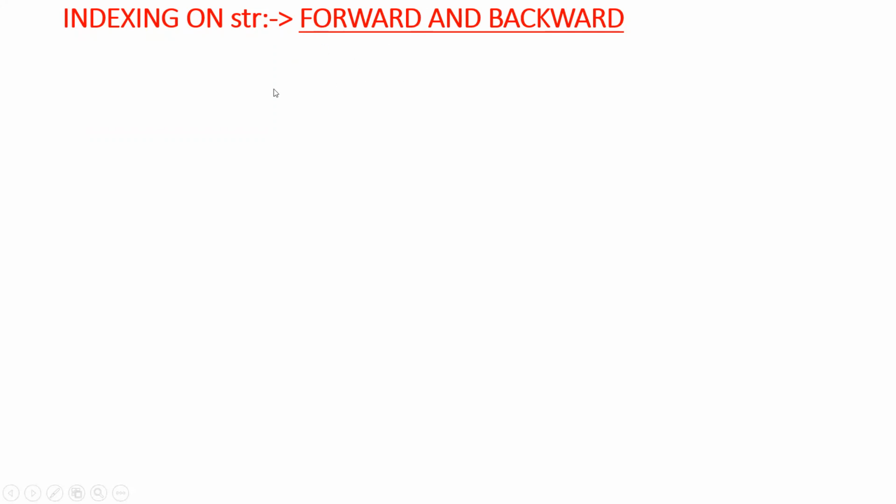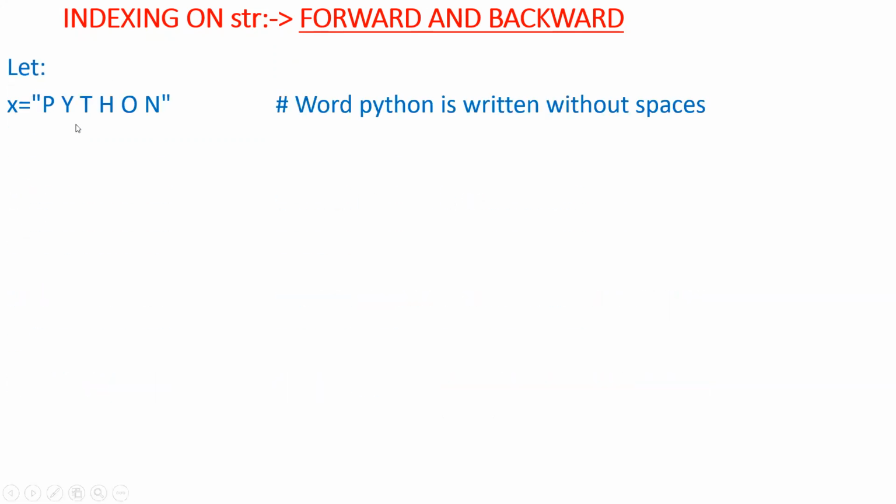And here again, this is the beauty of Python. We have two concepts, forward and backward indexing. So what do we mean by that? Suppose I have the string Python within double quotes, and I am storing this string in which variable? X. Correct. Assume that between any two characters we don't have any space, so the word Python is written without space.